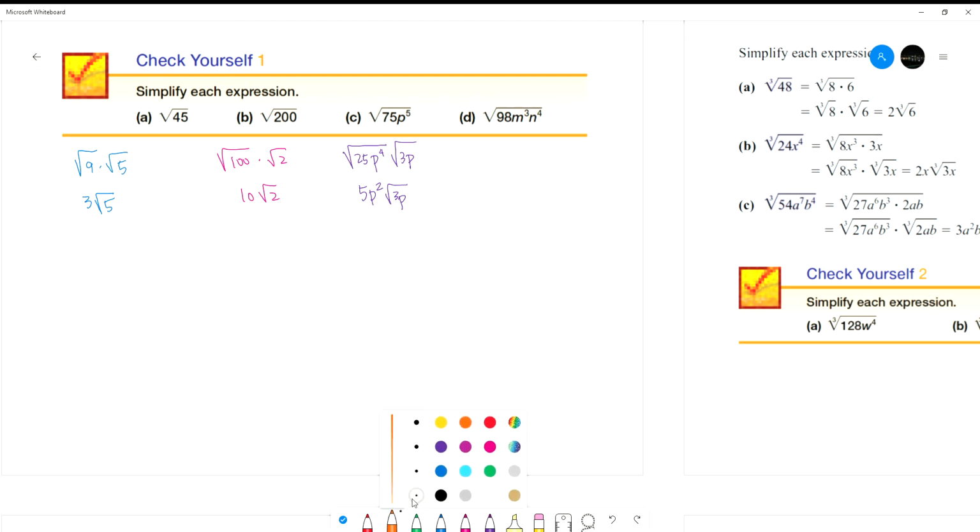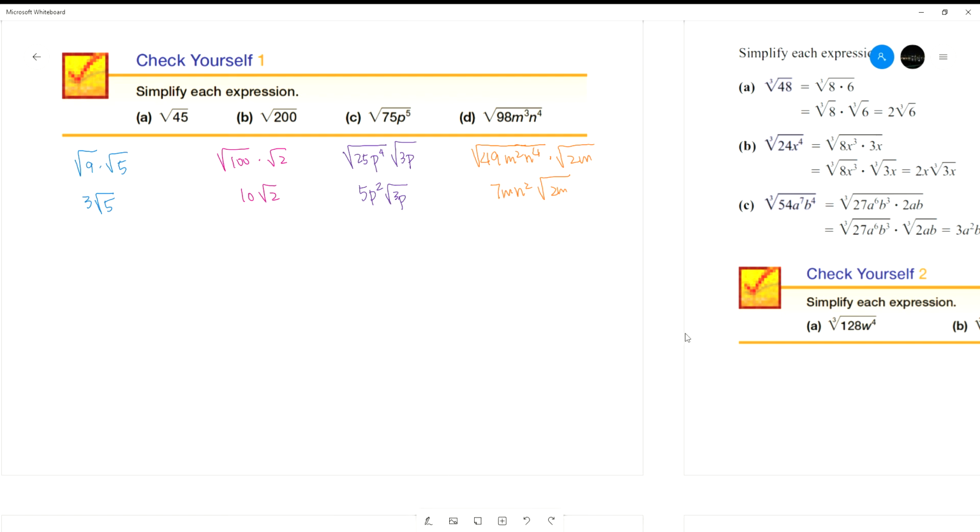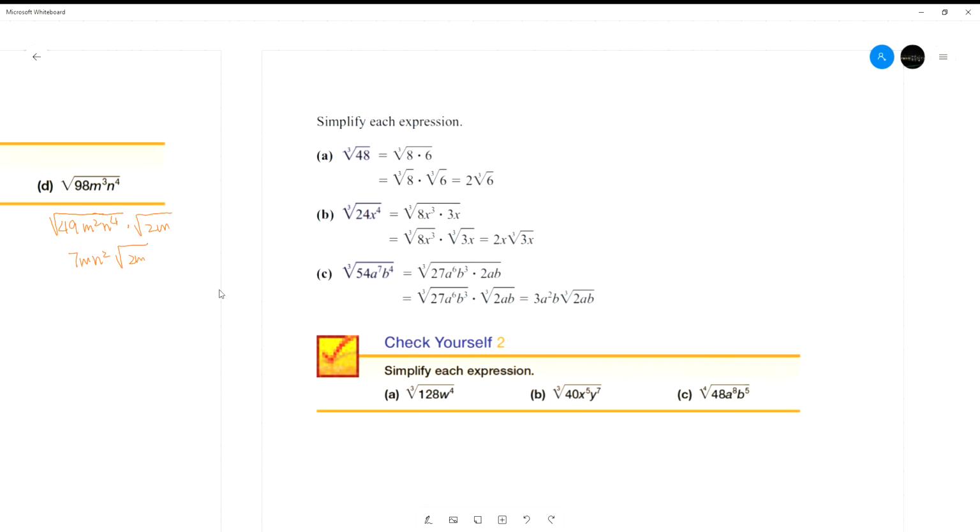All right, and the last one, I see that 98 is actually 49 times 2. So this is the square root of 49. I see that m should be m squared n to the 4th. Right? What's left? We have 2m. So if I simplify the first radical, I get 7m n squared times radical 2m as my final answer. Okay, moving on.